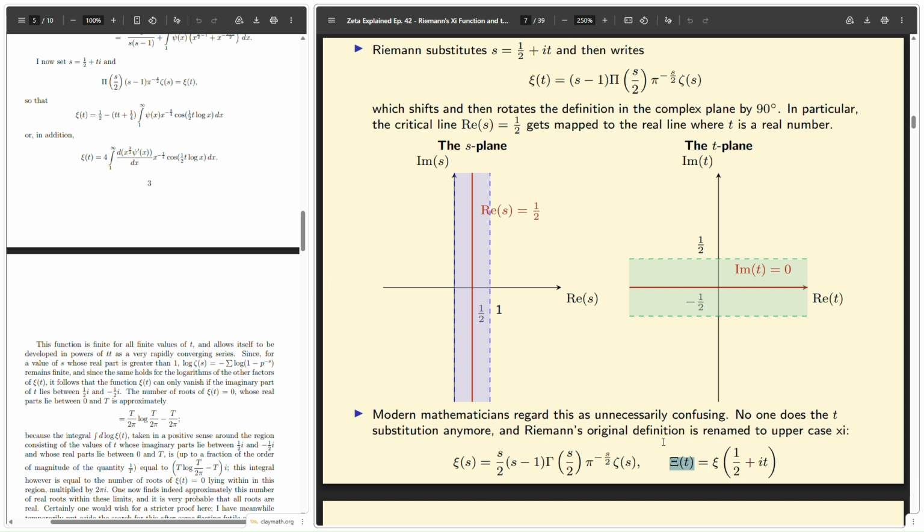However, I will follow along both definitions for today's episode so we can follow along exactly what Riemann's doing.